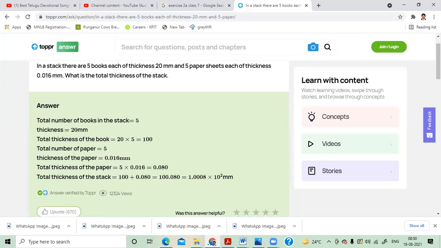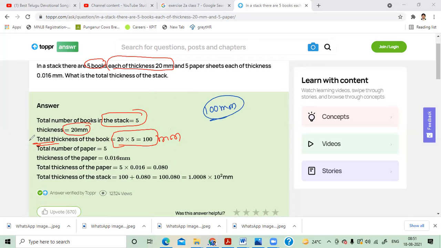So here, what is the question? Same question. There are 5 books, each of thickness 20 millimeters. So the total number of books in the stack is 5, each having thickness 20. So the total means 20 into 5, which is 100 millimeters. Clear? This is the total thickness of the 5 books. Okay, next, this is 100 millimeters. This case is done.